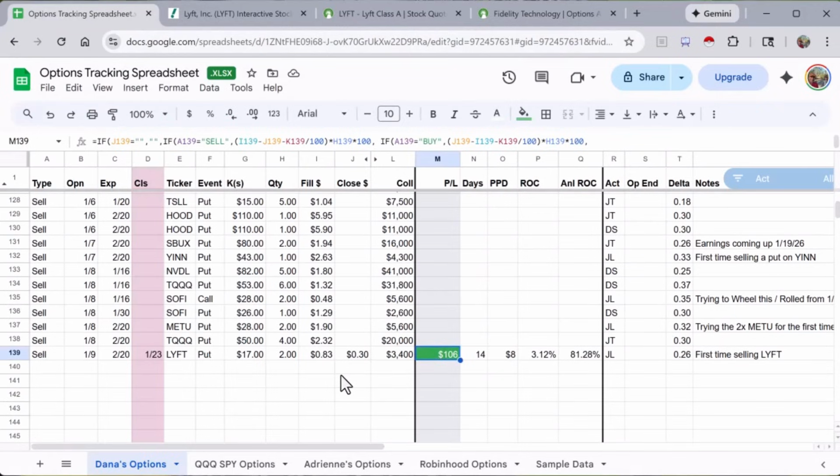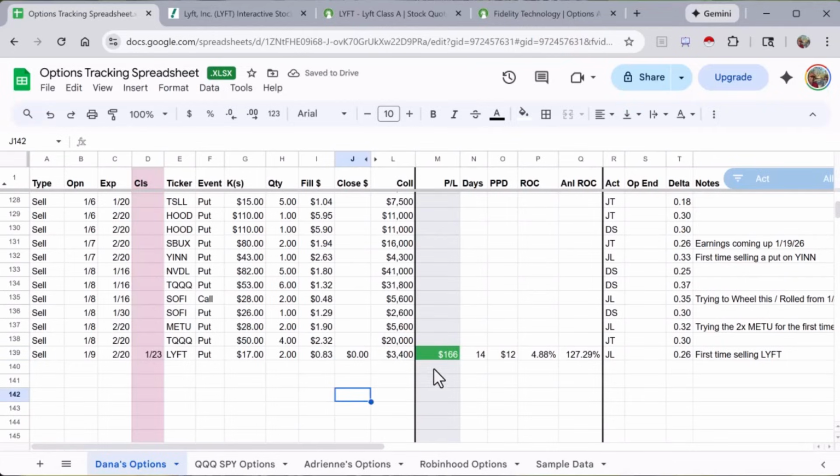So people say, why not just let this go to expiration? Why not just let this go all the way down to 0? And if I do, I make $166. Well, the reason is, if I put this back to 0.3, you can see in 14 days, I will make a 3% return on my investment, but also 81% return based on an annual basis. So basically $8 a day.